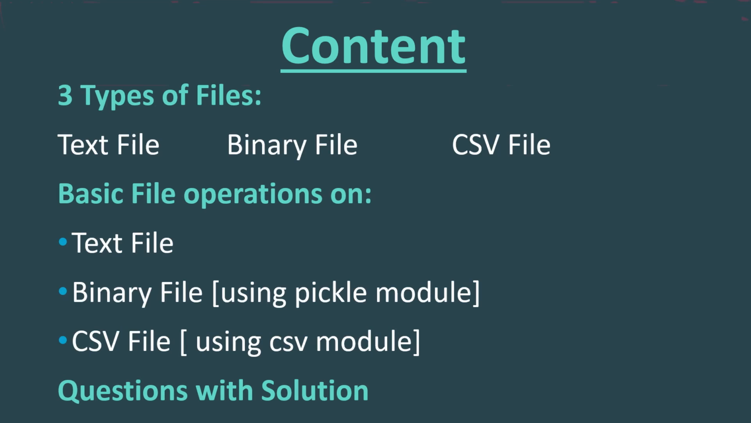Now the content of the video is like this. We will discuss these three types of files, text file, binary file and CSV file, and how to do different basic file operations like reading, writing and appending, searching, updating, all these things. On these three types of files, how to use pickle module and how to use CSV module to handle binary file and CSV file and all those. In between, we will work out some of the programs also, and also we'll work out some of the programs at the end of this video.